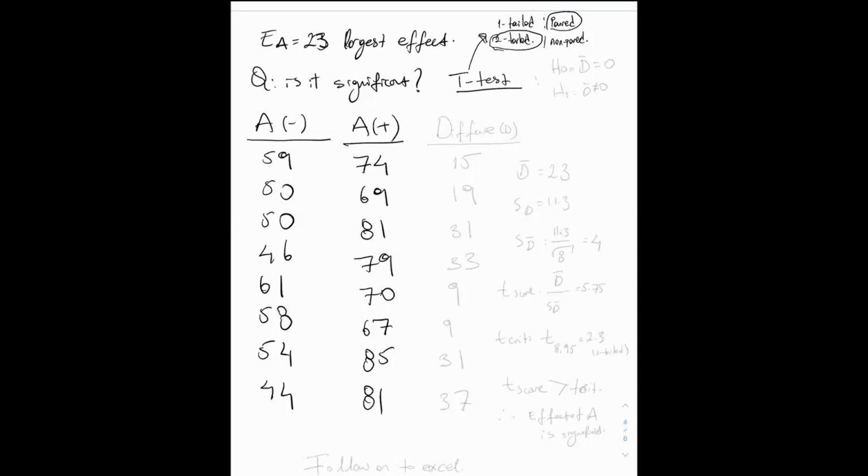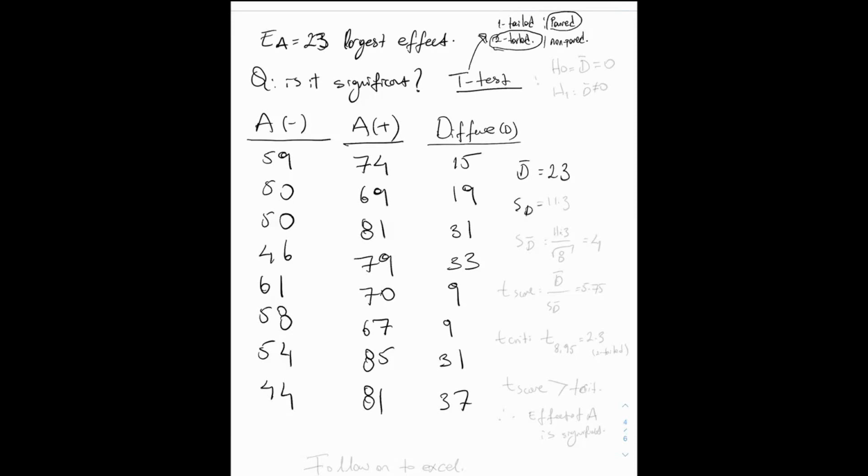And if it's a paired test, as you remember, I can define a difference D, and I can simply go ahead and do 15, 19, 31, 33, 9, 31, and 37. Okay, so I can also write my D average was 23. No big surprise there, right? We know that the effect was 23.